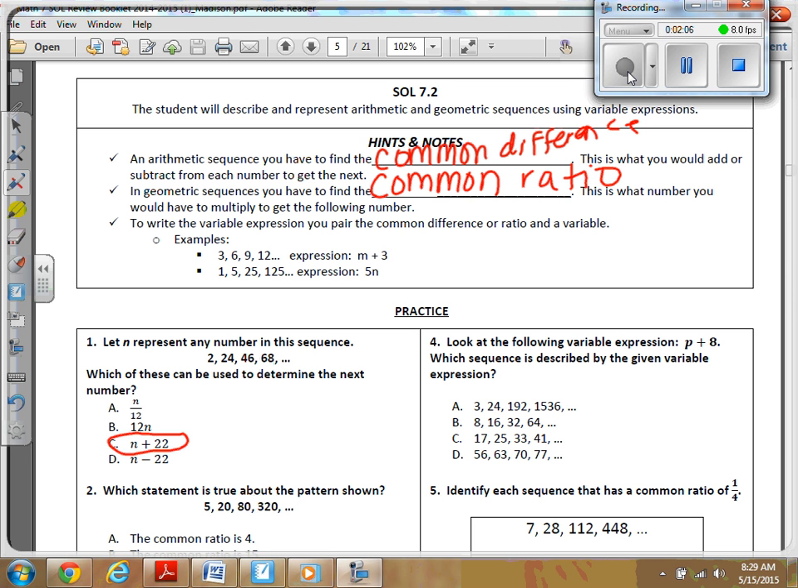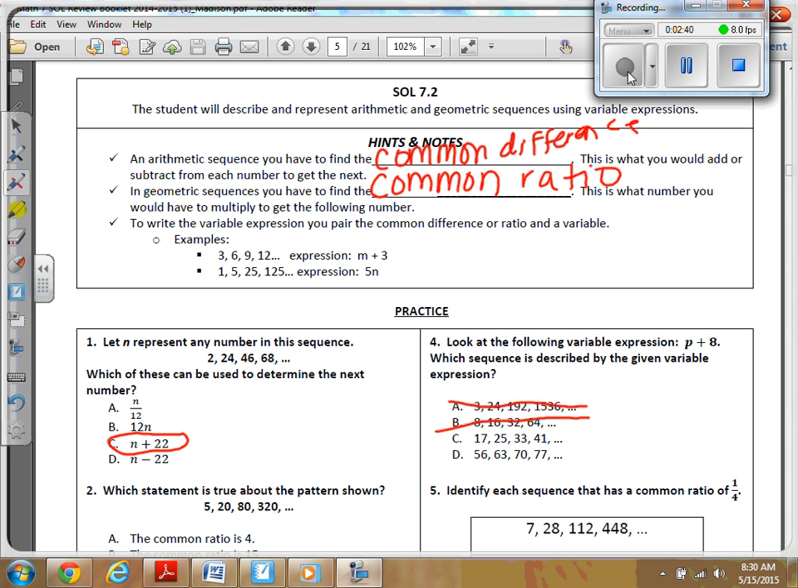Number 4 says, look at the following variable expression, p plus 8. Which sequence is described by the given variable expression? If you take 3 and add 8, do you get 24? Okay, so we already know that A is not the answer. If you take 8 and add 8, do you get 16? Okay, is 16 plus 8 32? Okay, so that one does not work. But do you see how they're trying to trick you, that the first one works? Just because the first one works doesn't mean that you have to stop there.